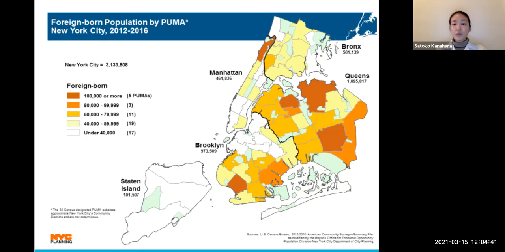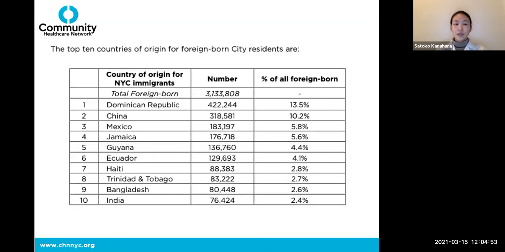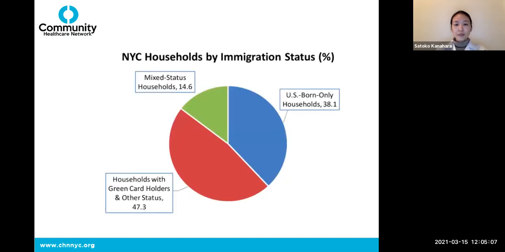So this is a map of which households have foreign-born population compiled by New York City. As you can see, most of Queens and Brooklyn, for example, a lot of the people are foreign-born and have come to New York and the United States as an immigrant. So in New York City, these are top 10 countries where people come from. So Dominican Republic, China, Mexico being a top, and then followed by these other countries. So we do really practice in a very cosmopolitan, diverse population. And just another statistic of New York City households, only 38% of the households contain US-born only members, and a majority of the households in New York City have mixed status or have some people with green card status or other status.